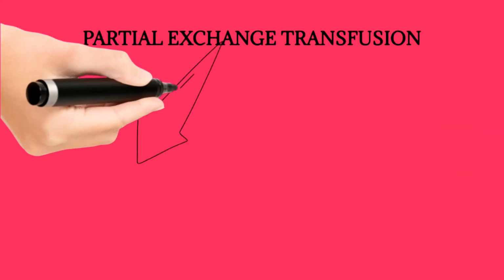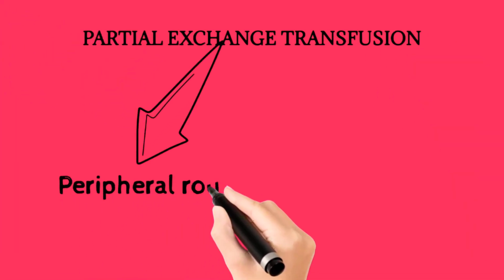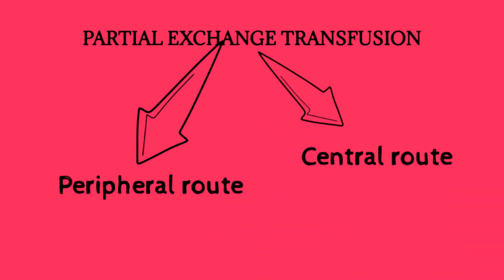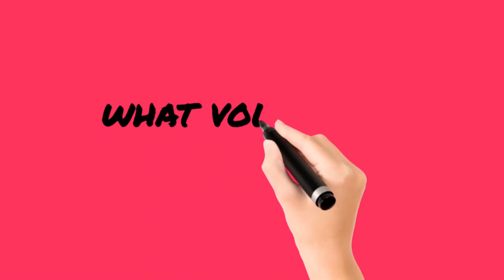Now, some points regarding the partial exchange transfusion. We can do it through the peripheral route or through the central route. In the peripheral route we take out blood from a peripheral arterial line and push it through a peripheral vein. Similarly, in the central route we can access the umbilical vein for both in and out, as we do in exchange transfusion during bilirubin encephalopathy or hyperbilirubinemia.